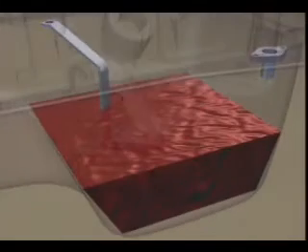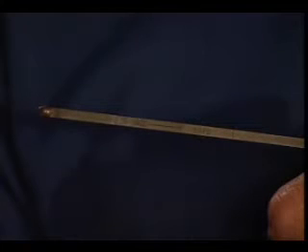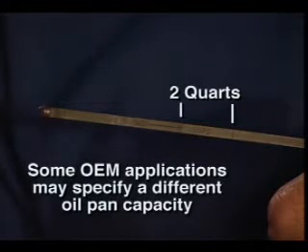Lubricating oil flow begins as oil is drawn from the oil pan through the suction tube. The standard oil pan capacity for the six-cylinder engine is 15 quarts. The volume between the full and add mark for the six-cylinder engine is 2 quarts. However, you should be aware that some OE applications may specify a different oil pan capacity and different high and low oil level marks.